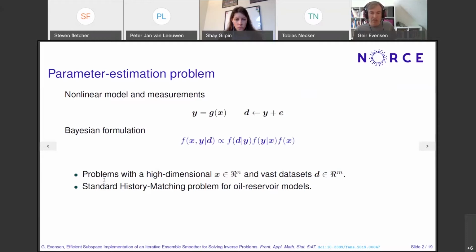The main focus is on problems with a very high dimensional state vector and also vast data sets. So we are not looking at the standard simple inverse problems with just a few unknowns. And typically, the number of measurements is much less than the size of the state vector. So the inverse problem itself is underdetermined, but it becomes well behaved by introducing a prior PDF for the parameters. And this is the problem we are basically solving in these applications.